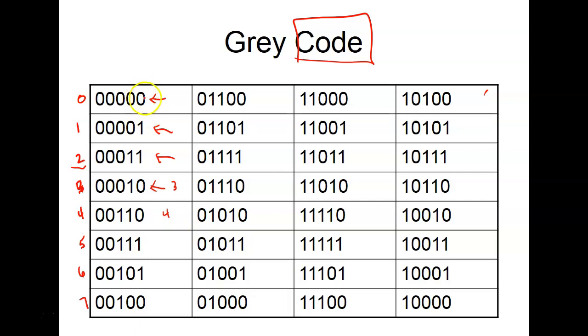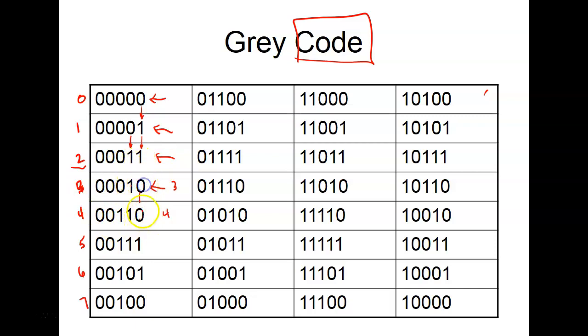But look, for the code for a 0 and the code for a 1, how many bits change? From the code for a 1 and the code for a 2, how many bits change? 1. This was a 1 here, and what is it still? A 1. From the code for a 2 and the code for a 3, how many bits change? Yeah, 1.